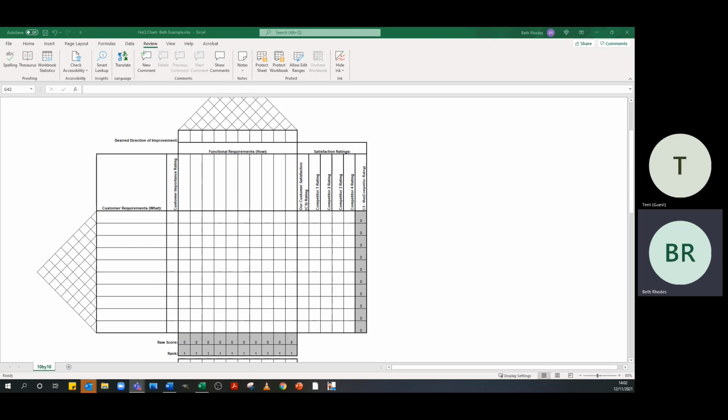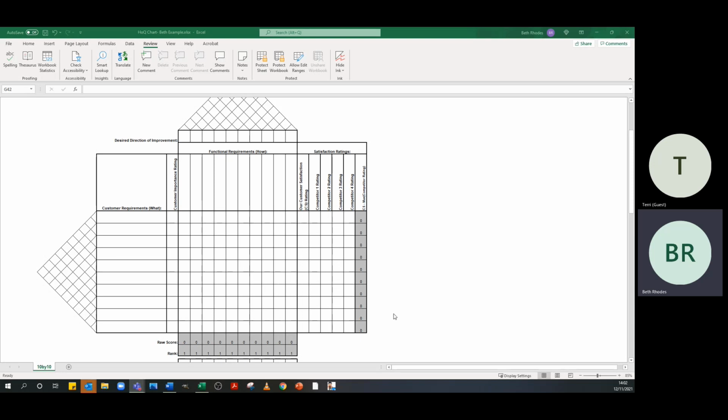What we're going to look at in the House of Quality is the customer requirements, and we're going to give them their importance rating. We're going to look at the functional requirements of how we make and have a bath, how the functional requirements affect one another, the raw scores and the ranking, and then how the customer requirements can affect one another.